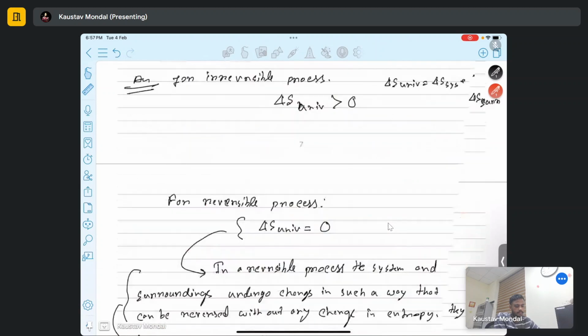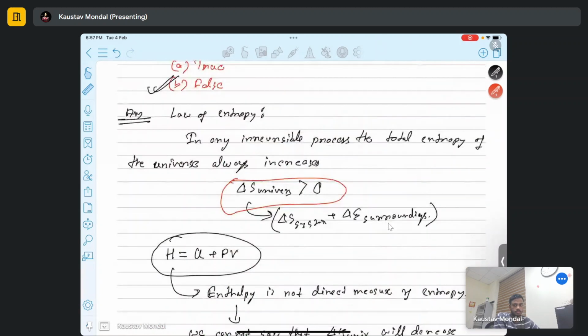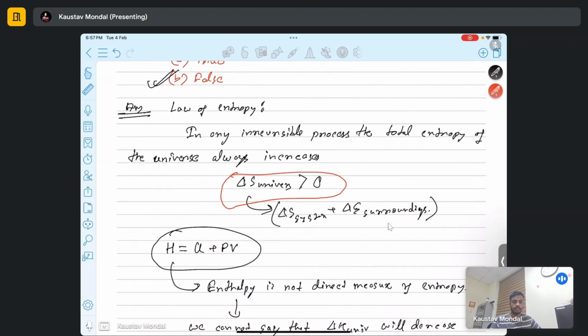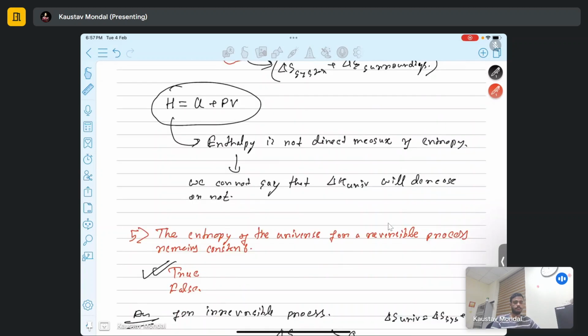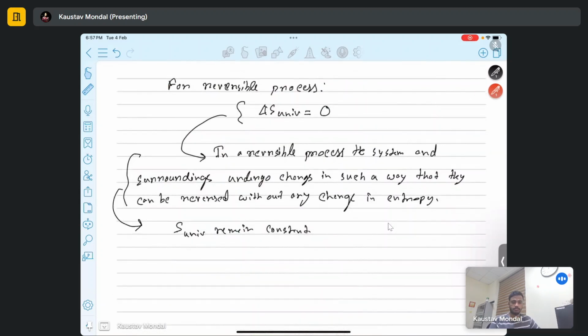These are two very important concepts that we need to know. First, for an irreversible process, the entropy of the universe should always increase, greater than 0. But for a reversible process the entropy should remain constant, that means delta S universe should be equal to 0. Now on to the next problem.